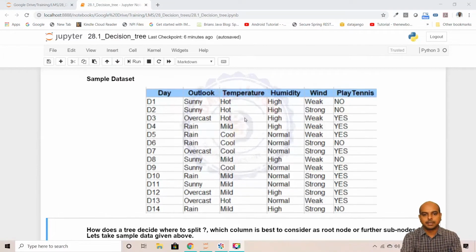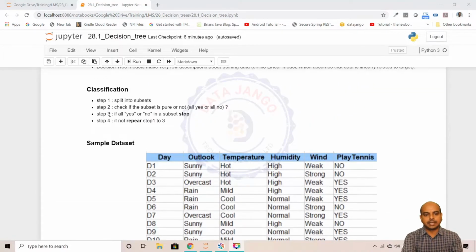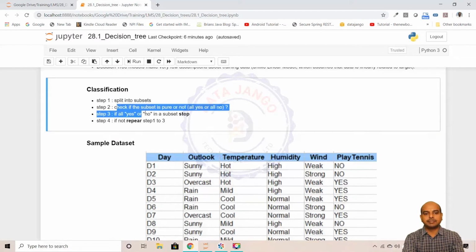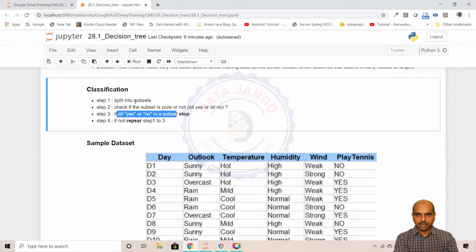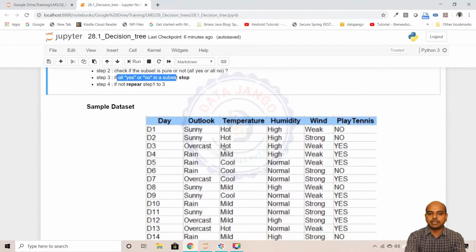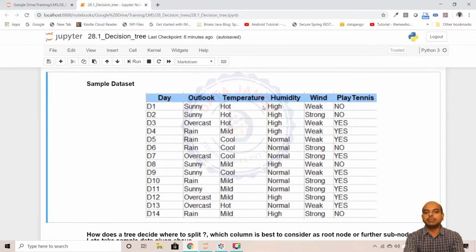So before we split the data, I said the algorithm will split the data and then check if the subset is pure or not. If it is pure, it will stop splitting. If it is not, it will repeat the steps. So before we split the data, we need to understand on which column to split. We have outlook, temperature, humidity and wind. We need to understand on which column we should split it.